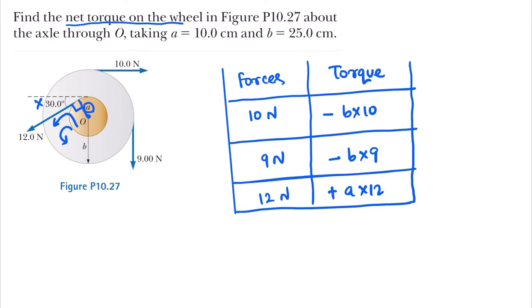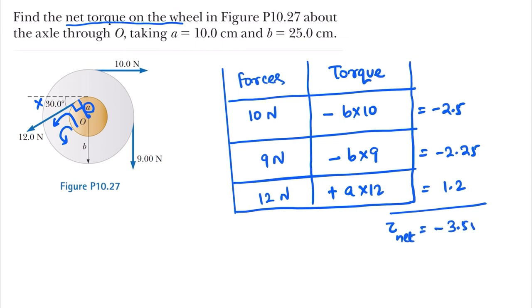So now if we put these values of A and B, we will get minus 2.5, and this value will be minus 2.25, and this value will be 1.2. So your net torque equals minus 3.55 Newton meter. So here you can see these negative signs when all the forces act on this wheel. So the overall rotation will be clockwise because the torque is negative.